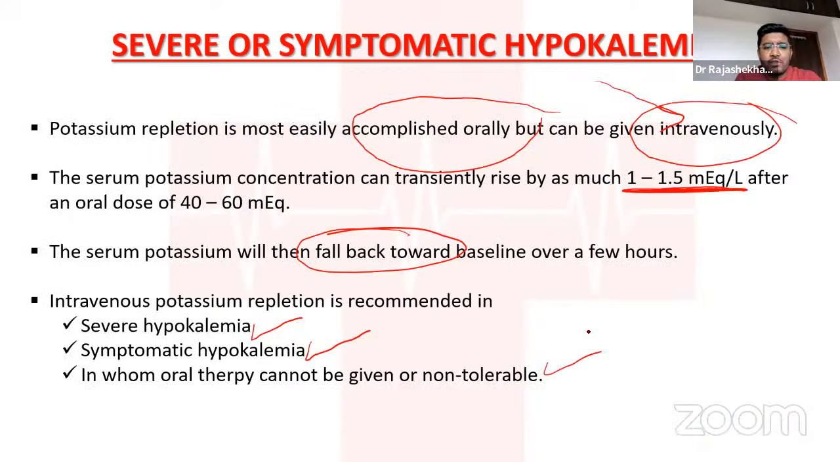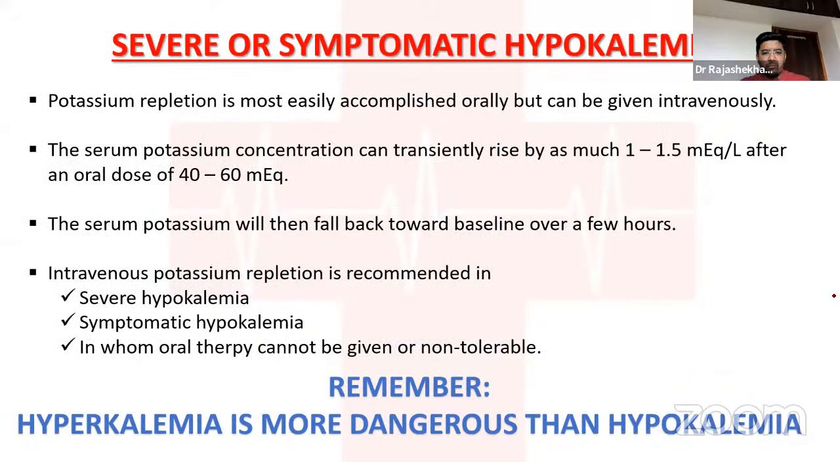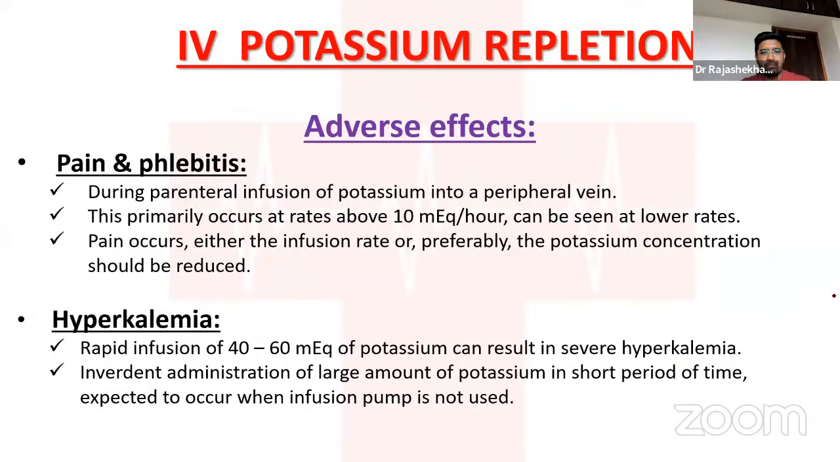But whenever there is a choice, always prefer the oral route over the IV route. Only in a severely symptomatic patient, like one presenting with severe arrhythmias and muscle weakness, you need to consider IV therapy. Because remember, among hypokalemia and hyperkalemia, it is hyperkalemia which is much more dangerous. Even if you leave the hypokalemia, the patient may respond to the oral dose. Whereas if you correct hypokalemia suddenly with intravenous potassium, causing hyperkalemia, the patient can die in seconds.